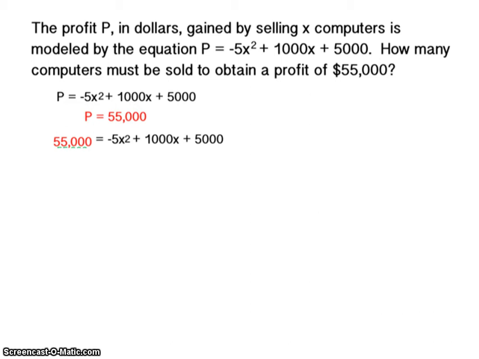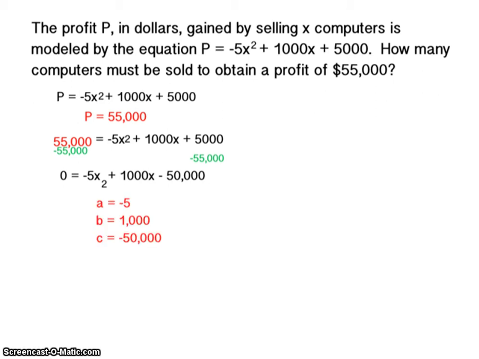Now to do this, we need to subtract 55,000 from both sides of the equation, because in every case of solving, we need to start out with the standard form of ax squared plus bx plus c is equal to 0. So we need to get rid of that 55,000 on the left side of the equation. To do that, we subtract that from both sides, and that gives us negative 5x squared plus 1000x minus 50,000. And yes, that is a typo. That should be negative 5x squared.